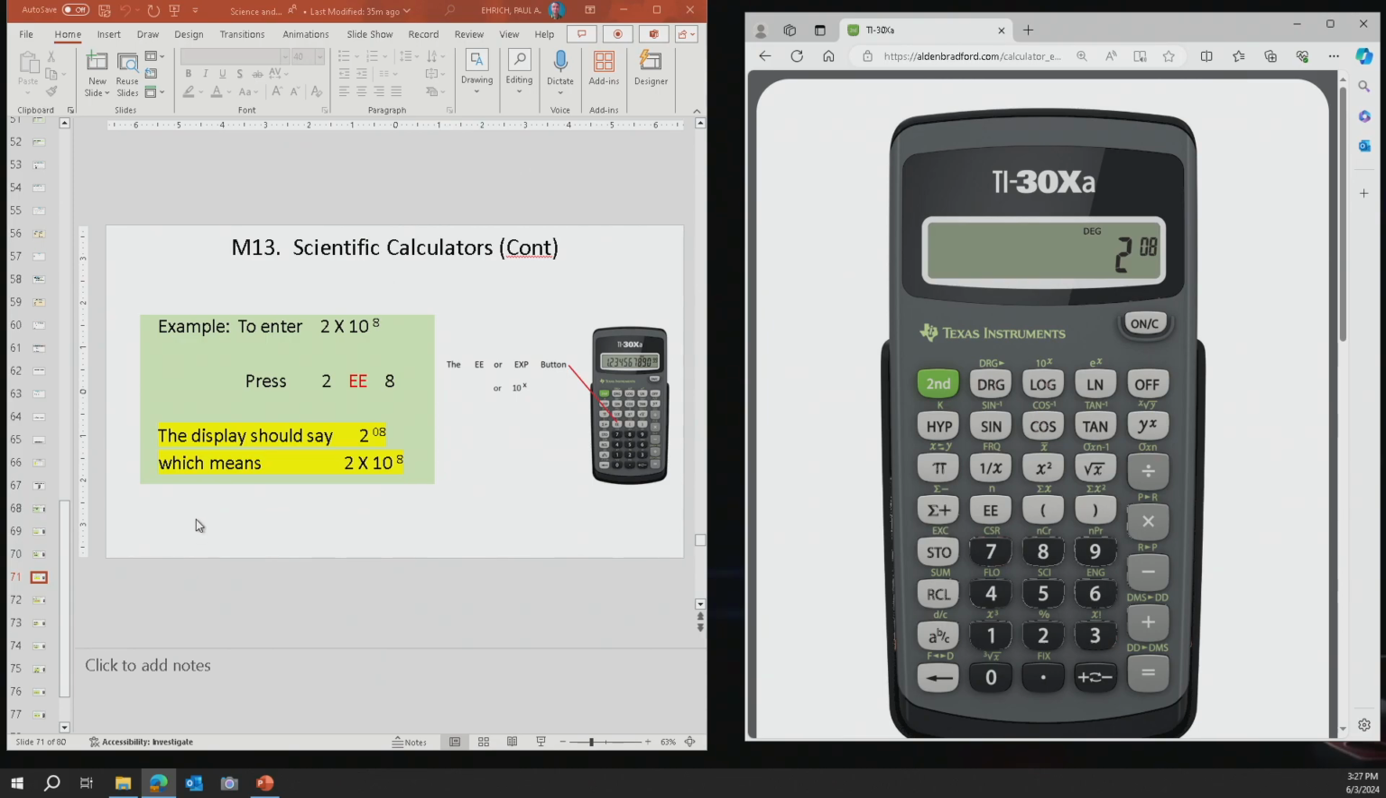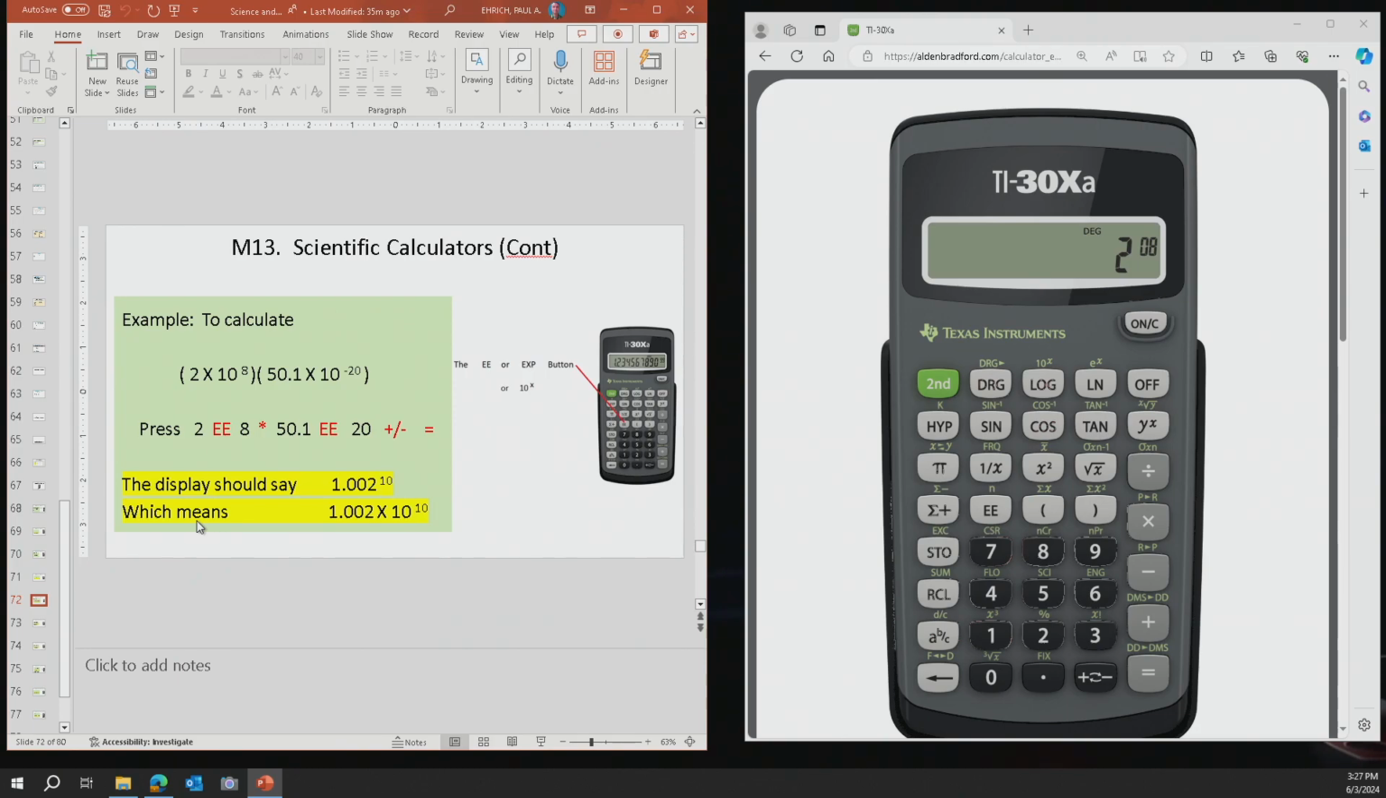Okay, so who cares? Now we can enter a number in scientific notation on our calculator, but why would we want to do that? Well, here is an example. We're going to take 2 times 10 to the 8th and multiply it by 50.1 times 10 to the negative 20th power, and then we need to know what that is.